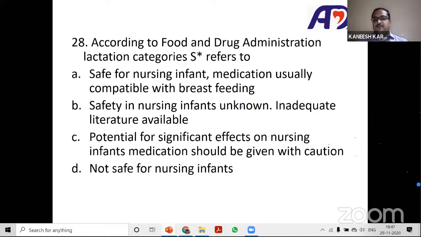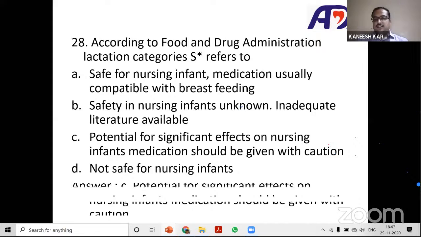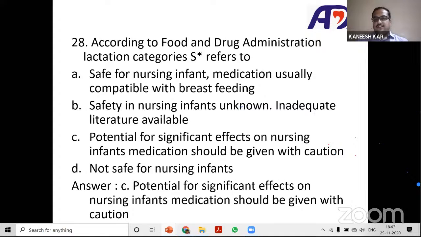According to the Food and Drug Administration, lactation category S asterisk refers to... The answer is C. Potentially significant effects on nursing infants. Medication should be given with caution.